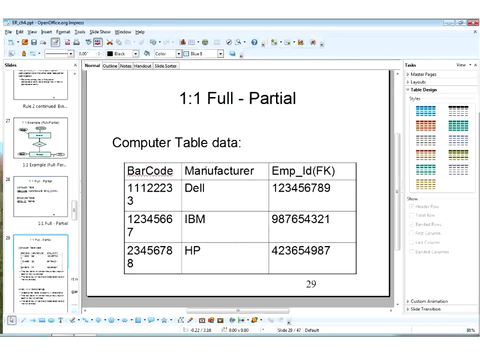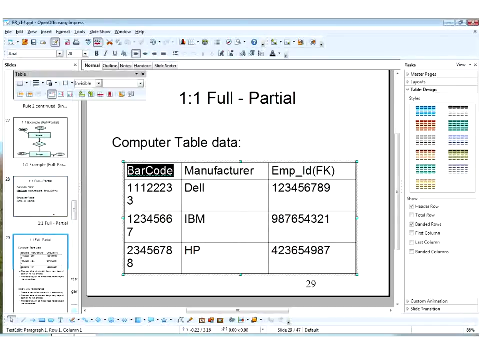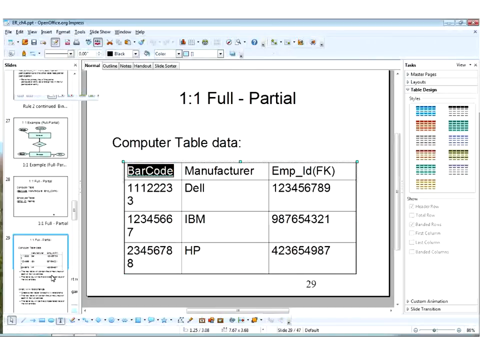So there it is, and that's just a different view of it. Now go ahead and underline barcode because I like to underline the primary keys for good order. There we go.